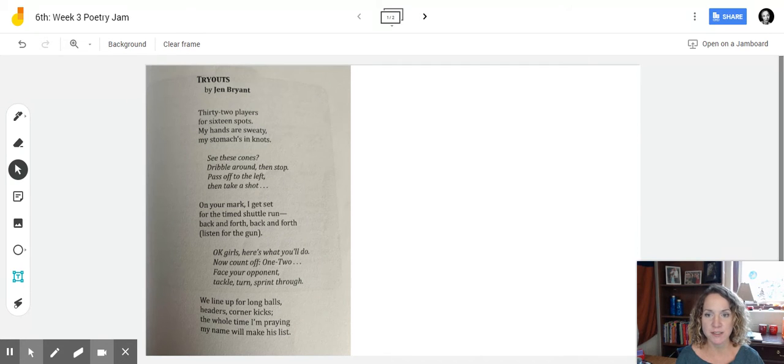32 players for 16 spots. My hands are sweaty, my stomach's in knots. See those cones? Dribble around, then stop. Pass off to the left, then take a shot. On your mark, get set for the timed shuttle run. Back and forth, listen for the gun.